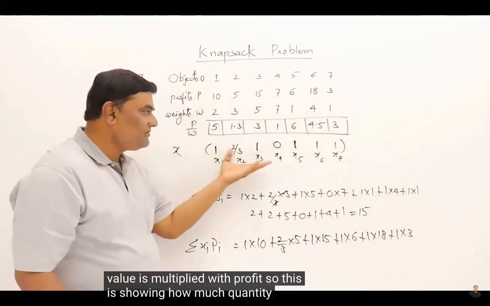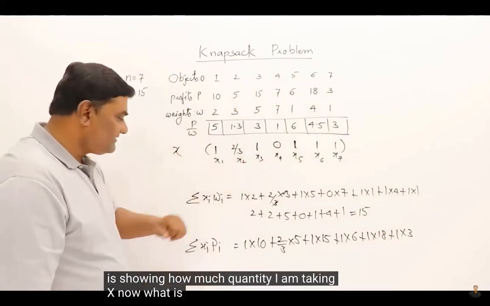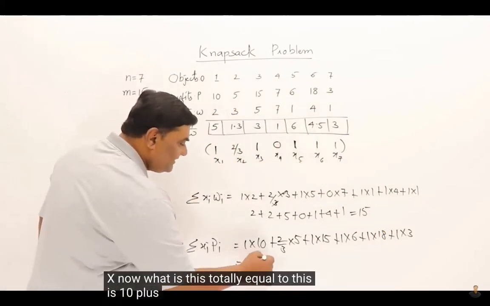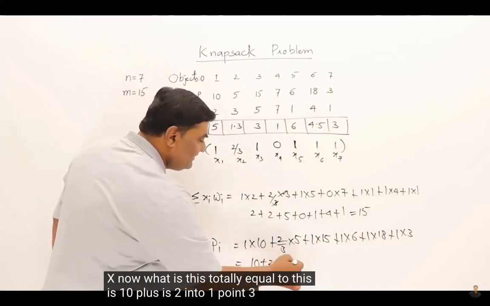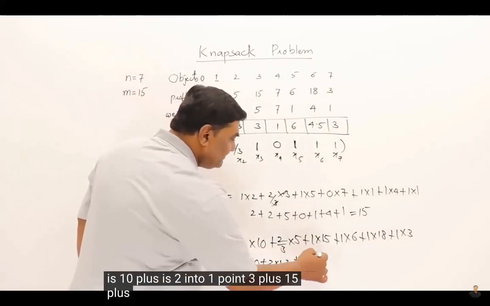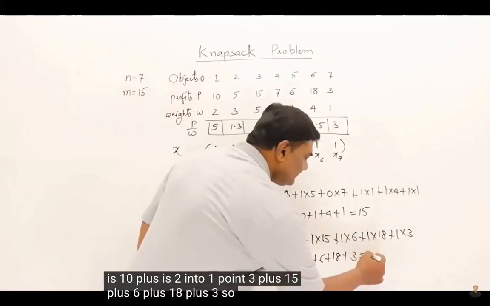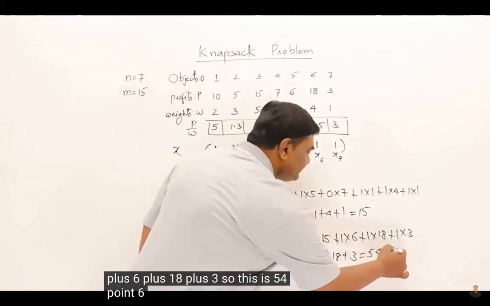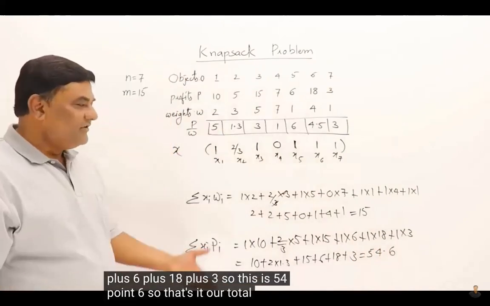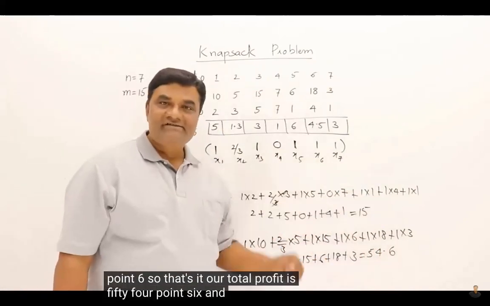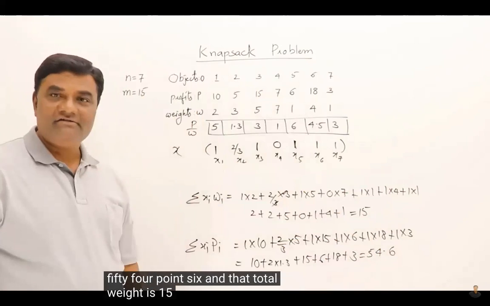So this is showing how much quantity I'm taking, x. Now what is this total equal to? This is 10 plus 2 into 1.3 plus 15 plus 6 plus 18 plus 3. So this is 54.6. So that's it. Our total profit is 54.6 and the total weight is 15.